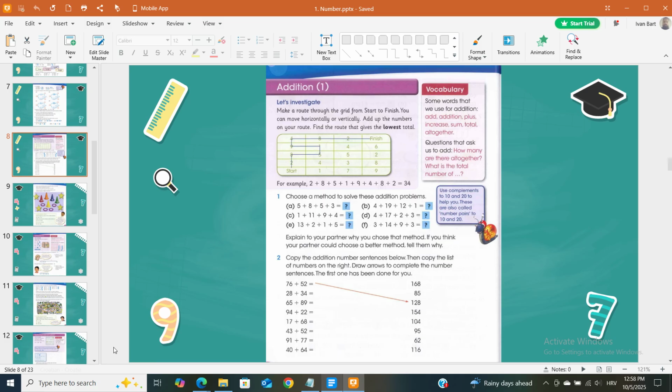Vocabulary. Some words that we use for addition: add, addition, plus, increase, sum, total, altogether.